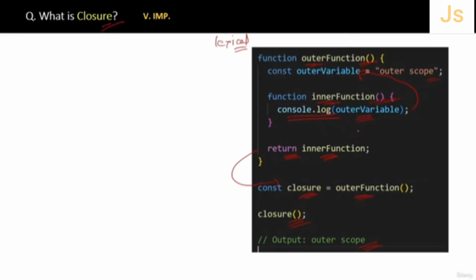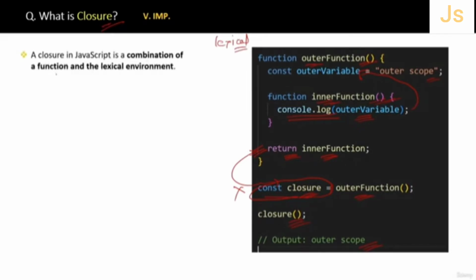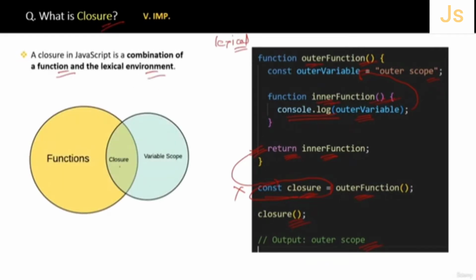Basically, closure uses the lexical scoping concept, okay? Now, if you remember, in lexical scoping, there is no need to return the function and then assign it to the closure variable. So, it's like closure is one step ahead of lexical scoping. The point is, a closure in JavaScript is a combination of function and the lexical environment. Closure is like an advanced function, which you can call like a function. You can imagine it like this: closure has qualities of both functions and lexical scoping.